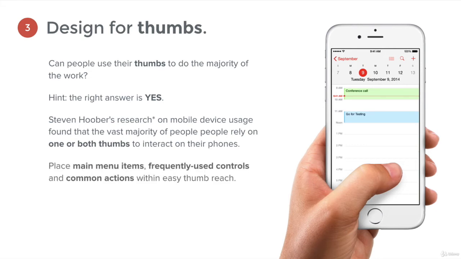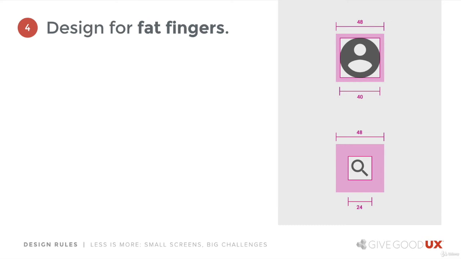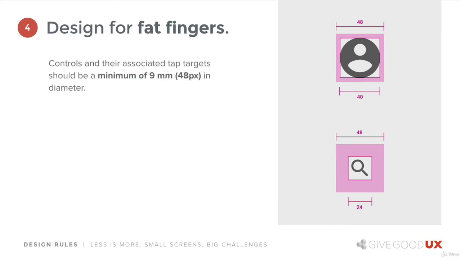Okay, that means you have to place menu items, frequently used controls, and common actions within easy thumb reach. That's the reason you're now seeing a lot of bottom menus, navigation menus, on apps and mobile sites, because that's where our thumbs are. Related to that, you also have to design for fat fingers. Controls and their associated tap targets should be a minimum of 9 millimeters, which is 48 pixels in diameter. Anything smaller than that is really difficult to tap with any accuracy.